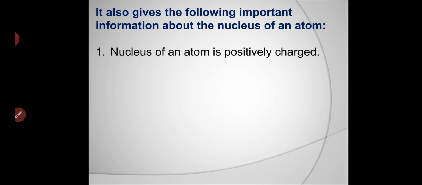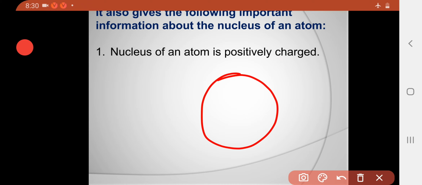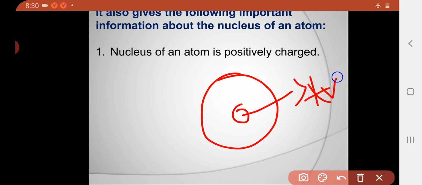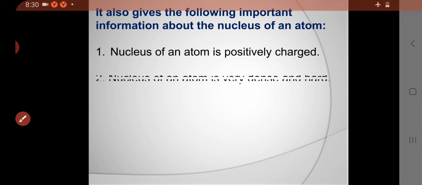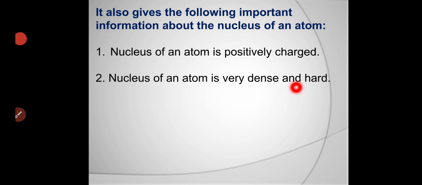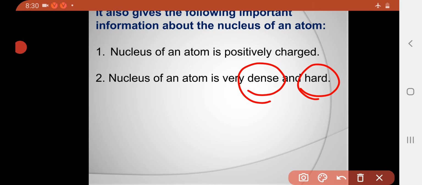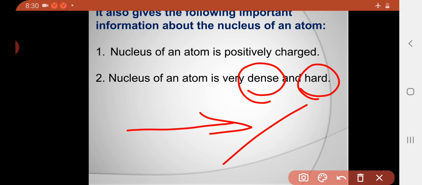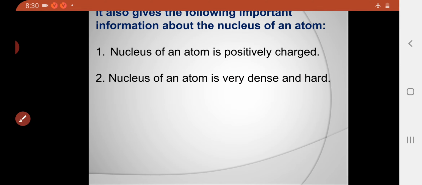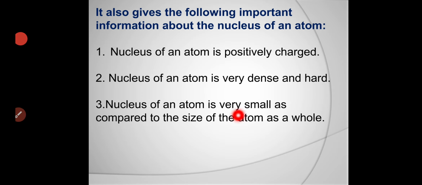So what did he say? The nucleus of an atom is positively charged. Whatever is present in the nucleus of the atom is positively charged. The nucleus of an atom is very dense and hard. Very dense means it contains mass, and it is hard. That's why whenever he passed the rays, they did not pass through it. They were getting deviated or rebounding. Right? So the nucleus is hard. Then, the nucleus of an atom is very small as compared to the size of the atom as a whole.